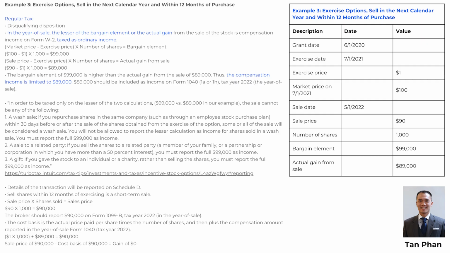The cost basis is the actual price paid per share times the number of shares, plus the compensation amount reported in the year of sale, Form 1040, tax year 2022. $1 times 1,000 plus $89,000 equal $90,000. Sale price of $90,000 minus cost basis of $90,000 equal gain of $0.